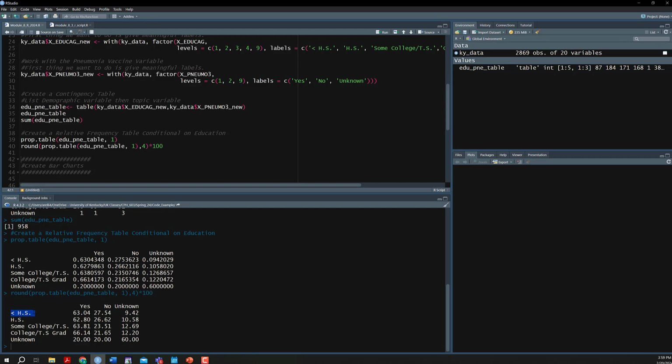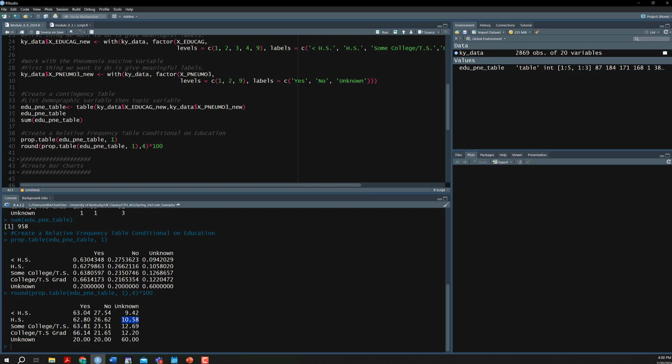So for those whose highest level of education was less than high school, we can see that 63% of them got the vaccine, 27.5% of them did not, and about 9.5% were unknown. One thing to notice is these are going to add up to 100% across the rows since we've conditioned on education. Similarly, for people whose highest educational attainment is high school, we can see that 62.8% of them said yes, 26.62% of them said no, and about 10.5% were unknown.